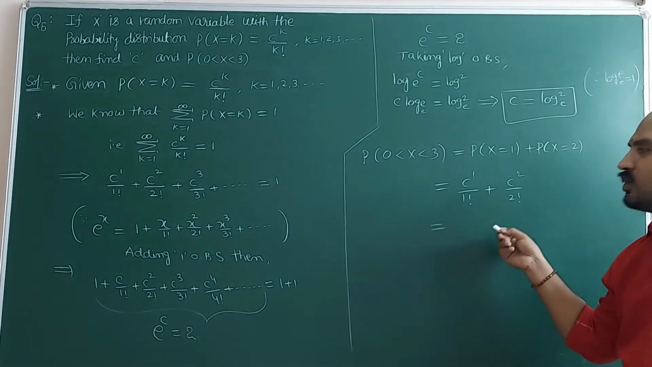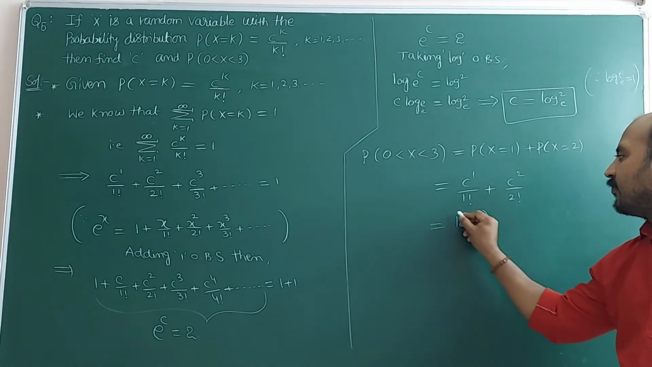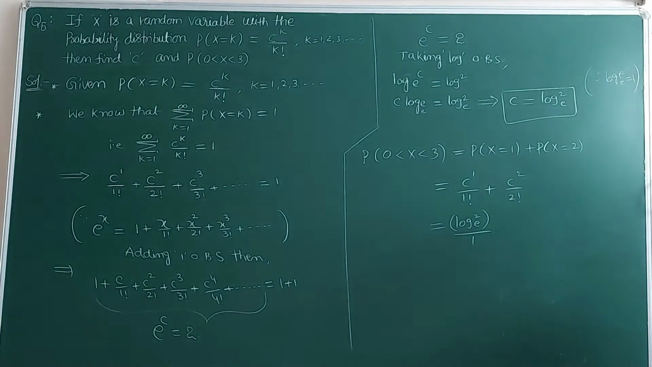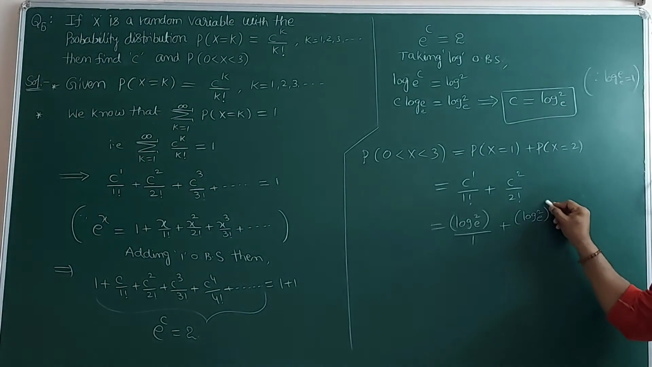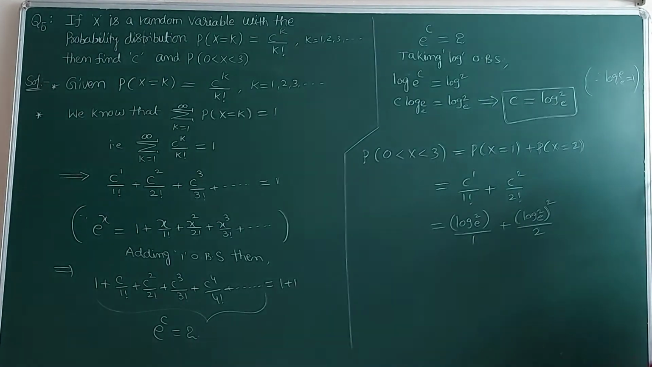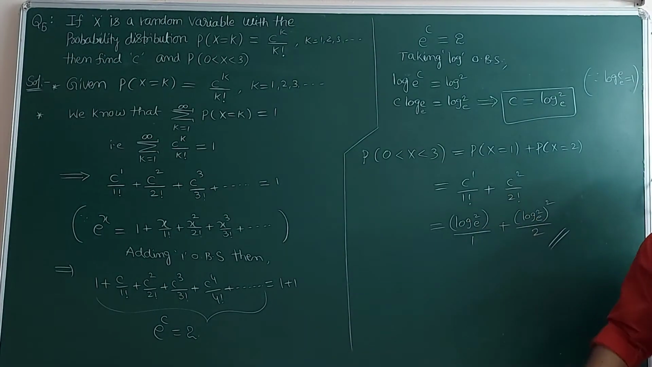So 1 factorial is 1, 2 factorial is 2. So log 2 to the base e by 1 factorial is 1 plus log 2 to the base e whole square by 2 factorial is 2. So this is the value of p of x, 0 is less than x is less than 3.